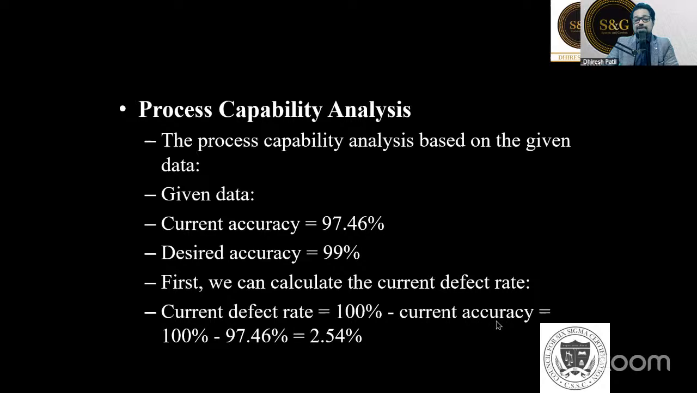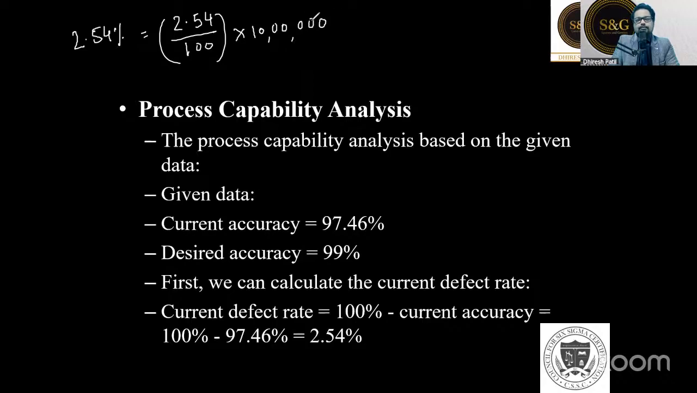Okay, defect rate is 100% minus current accuracy, which is 97.46%. So the defect rate is 2.54%. So 2.54% is equal to 2.54 divided by 100, right? So if we convert that into 1 million, which is 10 lakhs, we will get the DPMO number. Okay. Can you just calculate the DPMO? Can you just do this calculation and give me the answer?